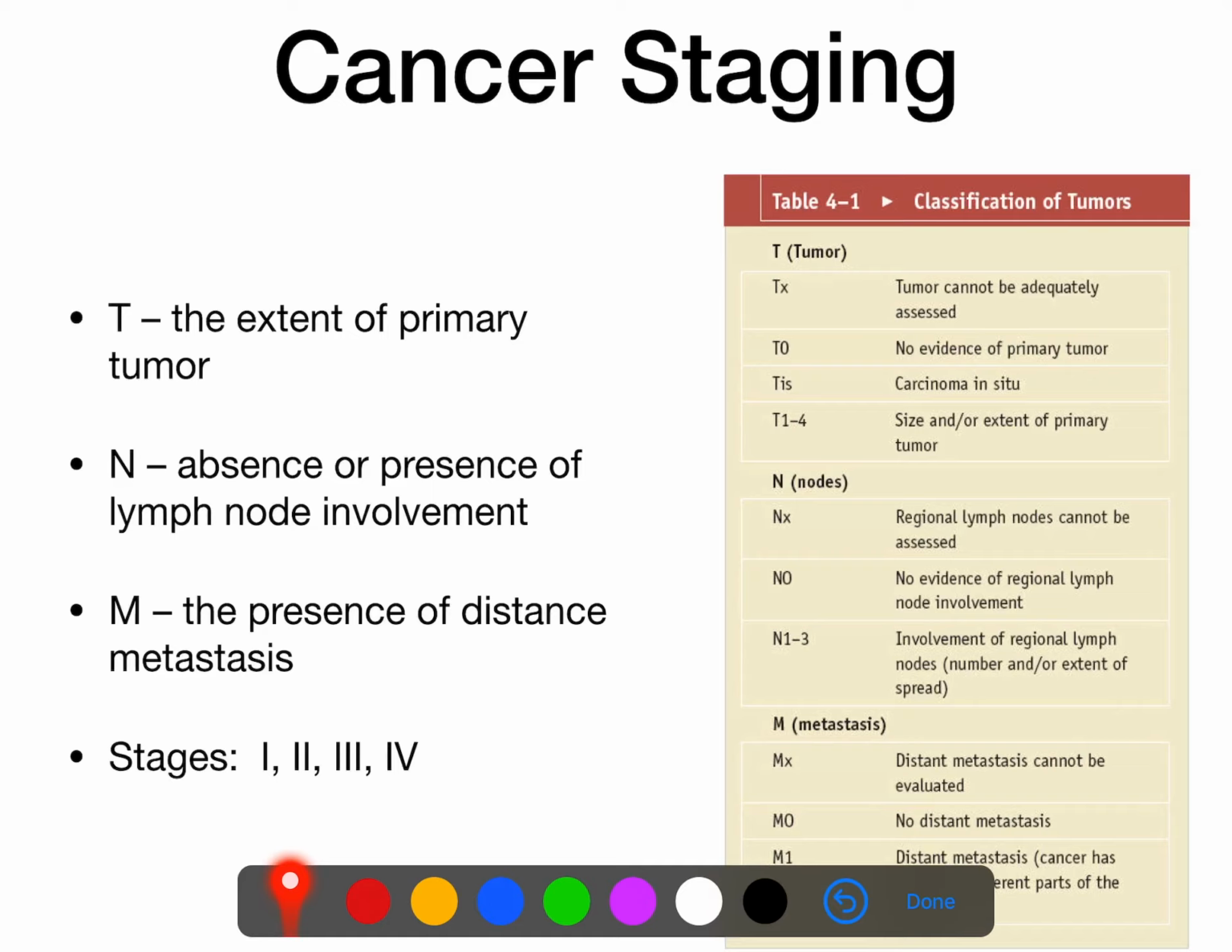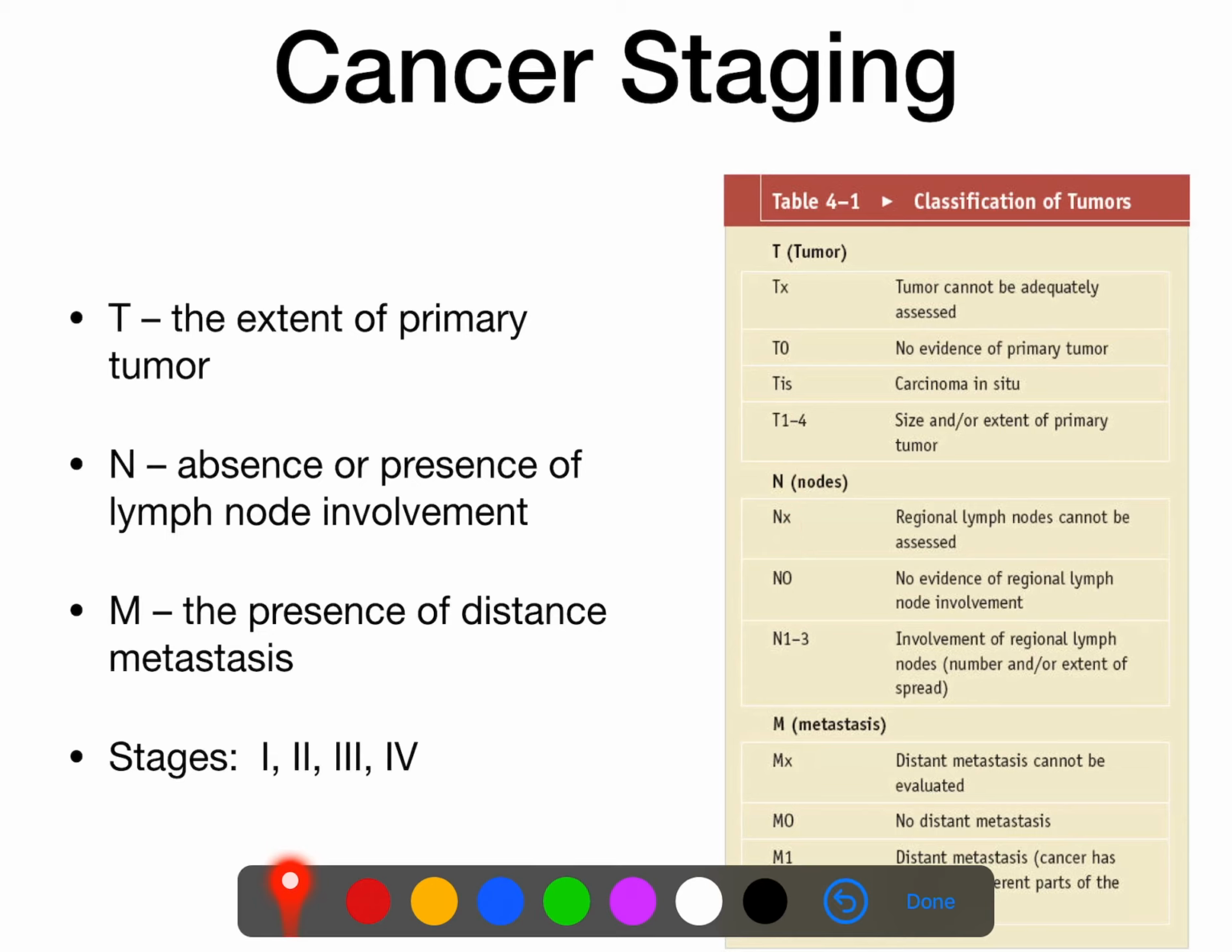So T0, no tumor. T1 through 4, there's a tumor. Bigger the number, larger the tumor. TIS means in situ. That means it is just barely starting to form.